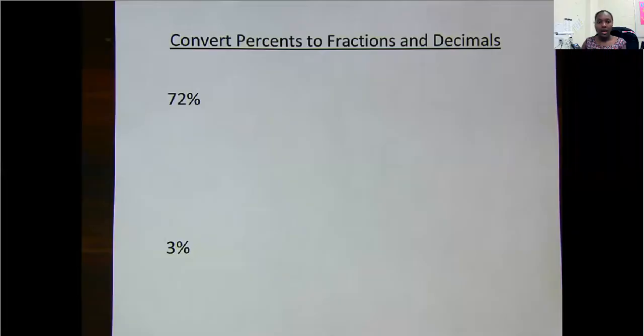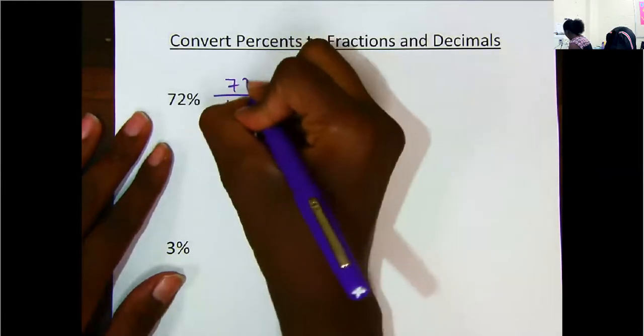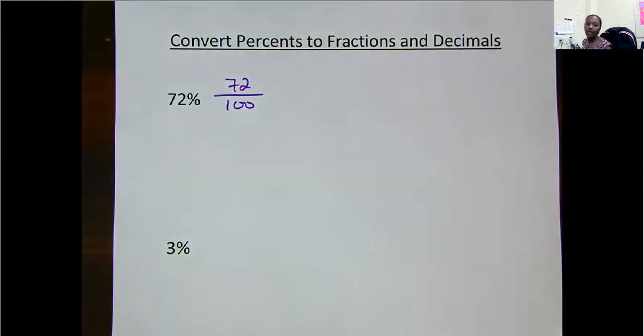All right, converting percents to fractions and decimals. Remember, when we're changing a percent to a fraction, it's always out of 100. And because it's a fraction, we have to simplify it. So let's go ahead and look at that. I have 72%. I'm going to put it out of 100. I have 72 out of 100, which is a fraction. But because it's a fraction, I have to simplify it if I can.